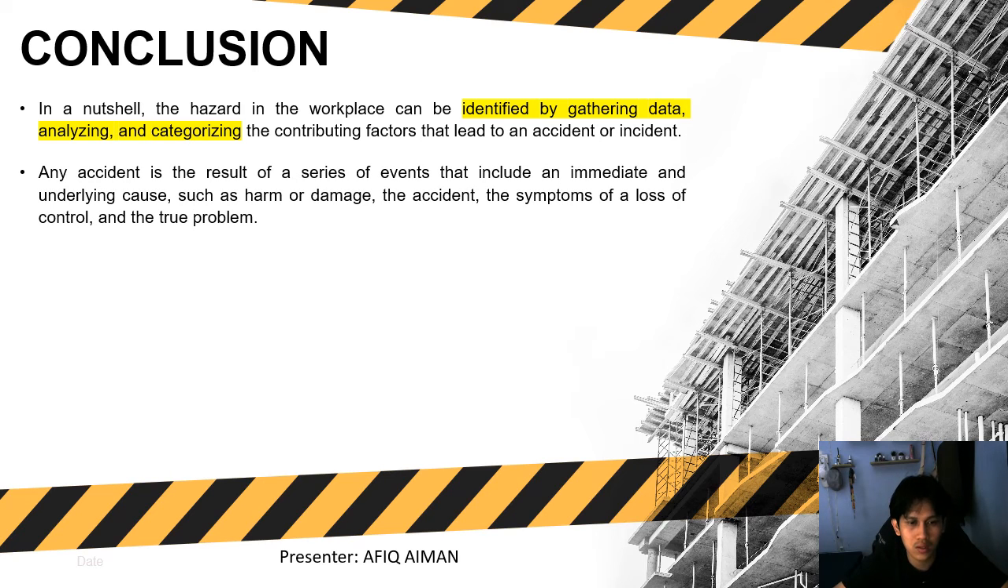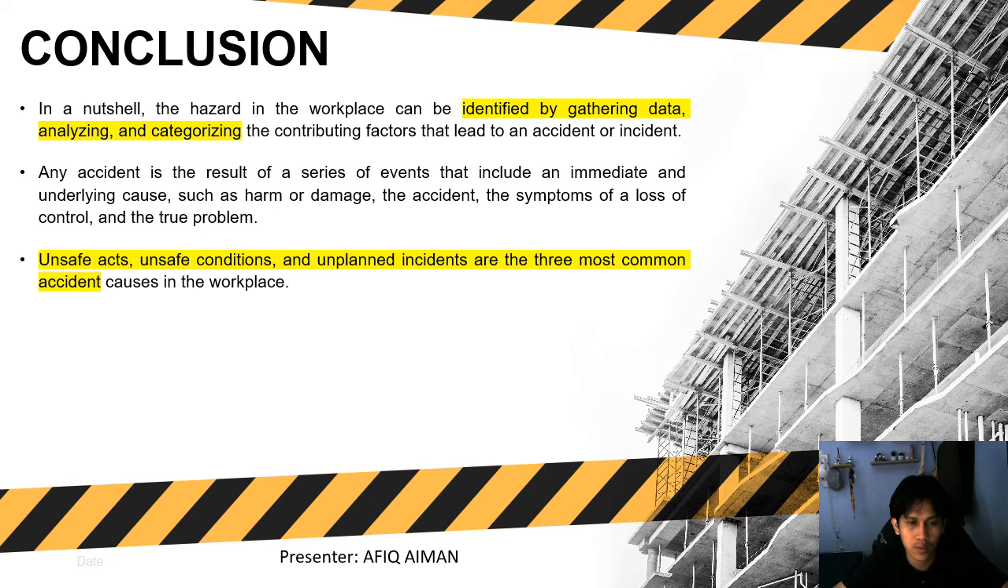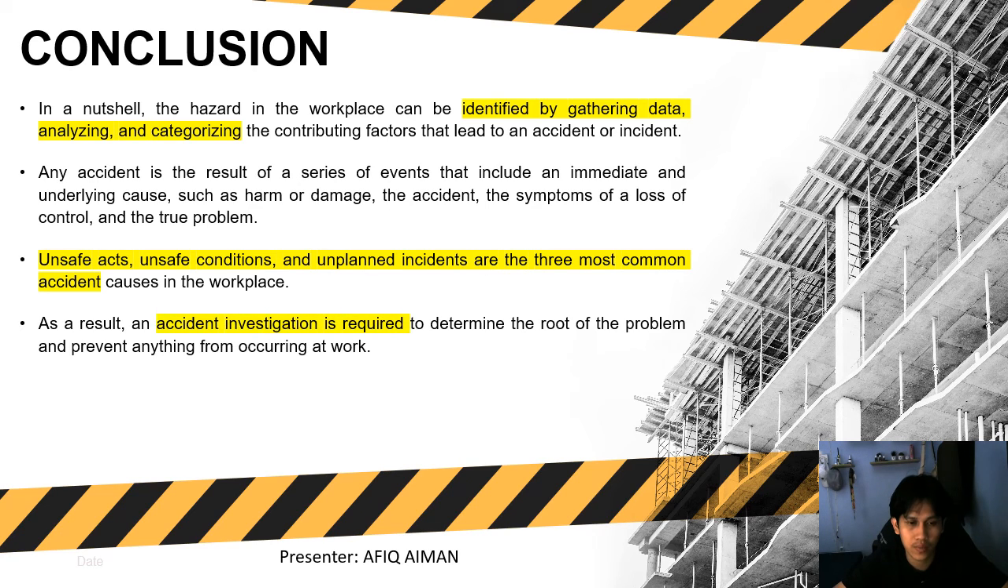Any incident is the result of a series of events that include immediate and underlying causes, such as harm or damage. The accident is the symptom of a loss of control and the true problems. Unsafe acts, unsafe conditions, and unplanned incidents are the three most common causes of accidents in the workplace. As a result, an accident investigation is required to determine the root of the problem and prevent anything from occurring at work.